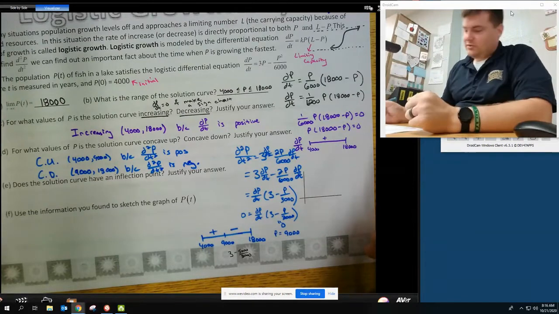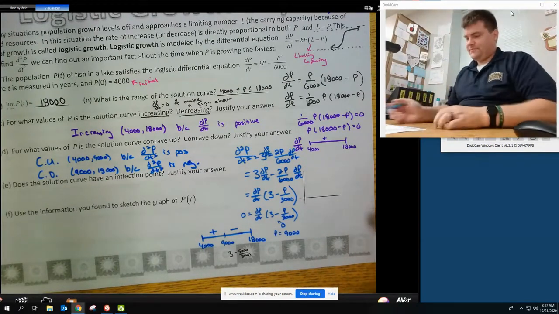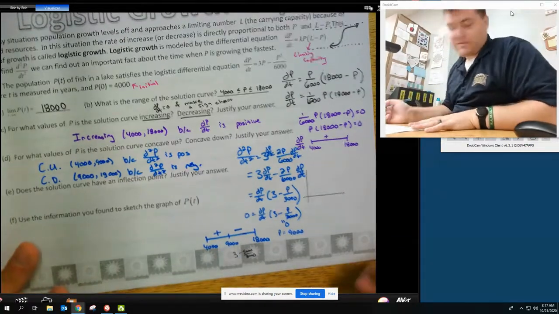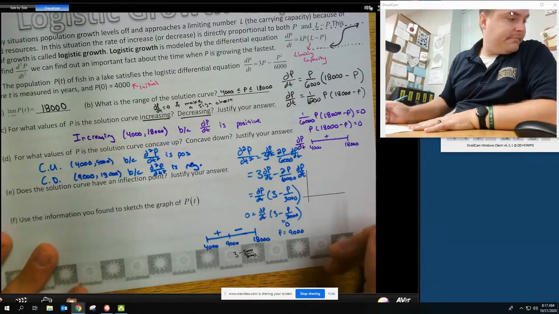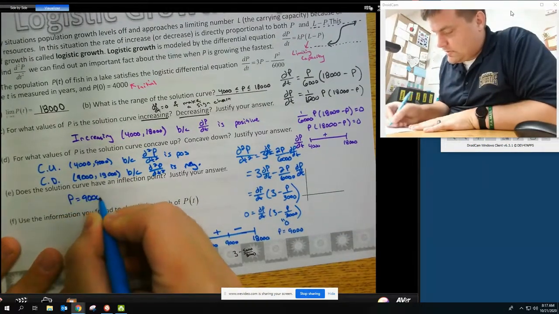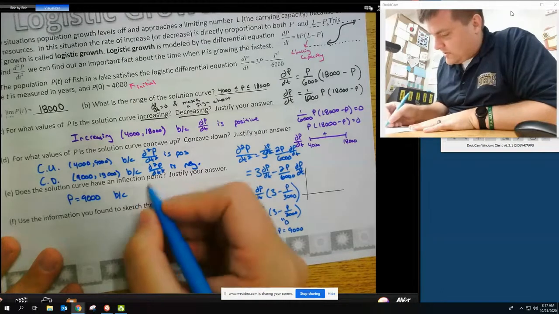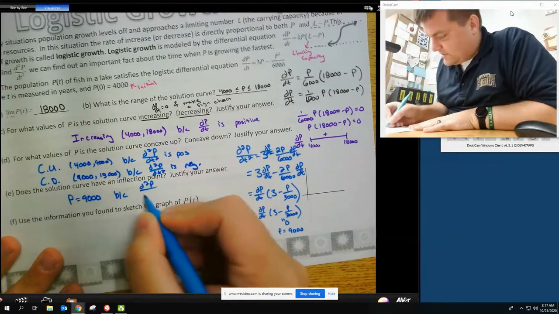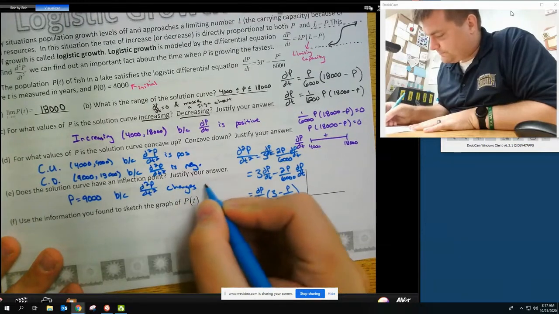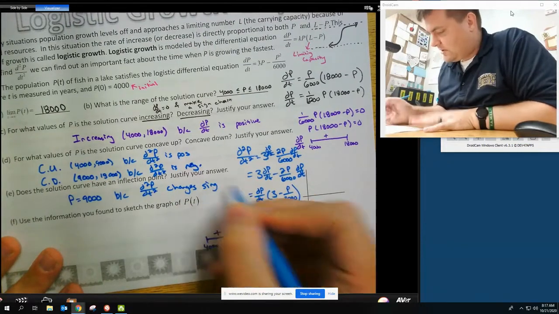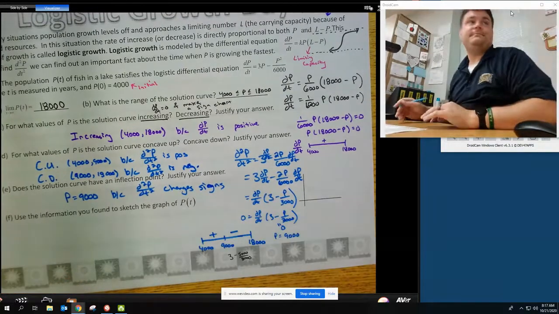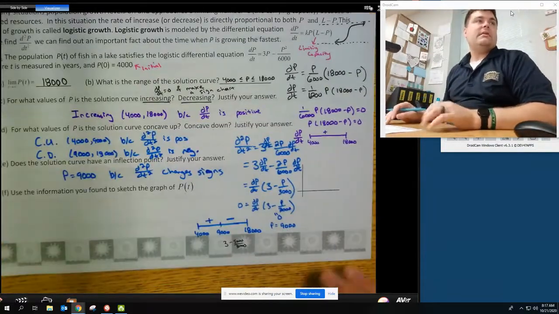So when does the solution have an inflection point? So it changes concavity at 9,000. So it's going to be when p is 9,000, because the second derivative changes signs. I can't spell. Changes signs, note signs. And then it just wants you to sketch this.